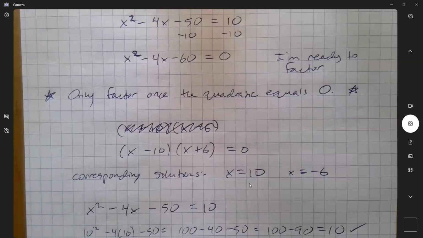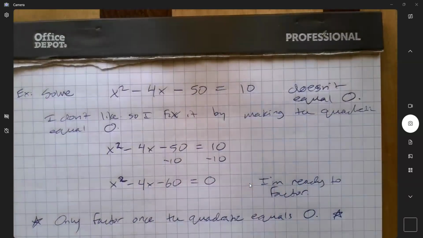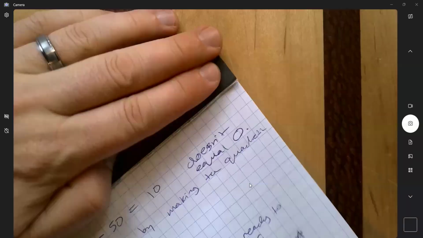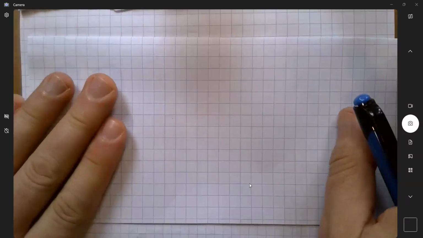So that's how you solve an equation that does not start equaling 0. You just make it equal 0. And you can do that even when it looks pretty complicated. Let me show you an example of that.